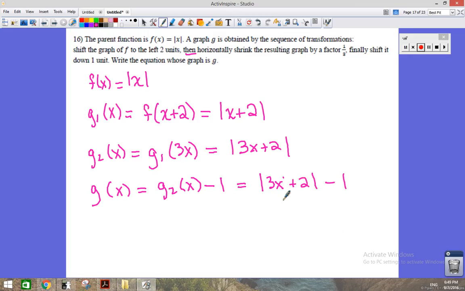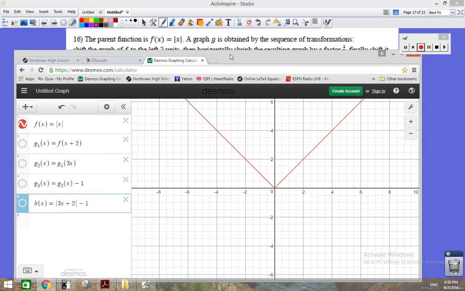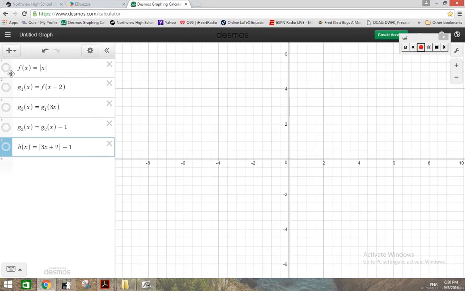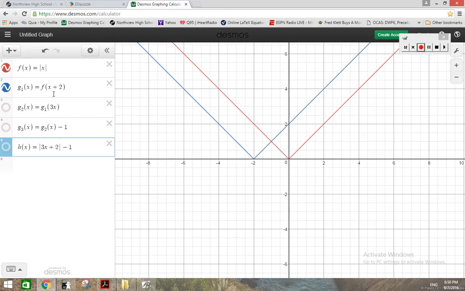So let's jump to that Desmos graphing calculator. I was playing around with this earlier, and I think I've already got it typed in. My parent function is the absolute value of x. To shift this to the left 2 units, it actually is x plus 2, so that shifts it to the left. Then a horizontal shrink by a factor of 1/3 is going to shrink in towards the y-axis, not towards an axis of symmetry.